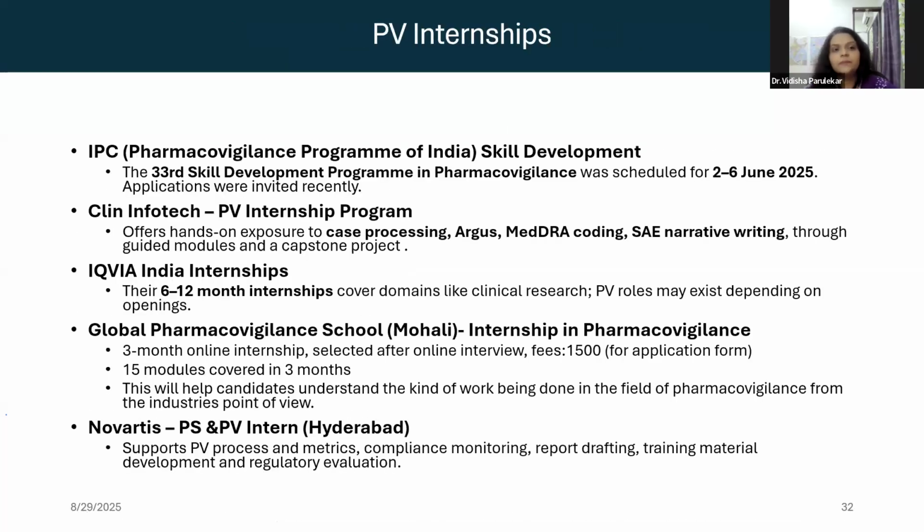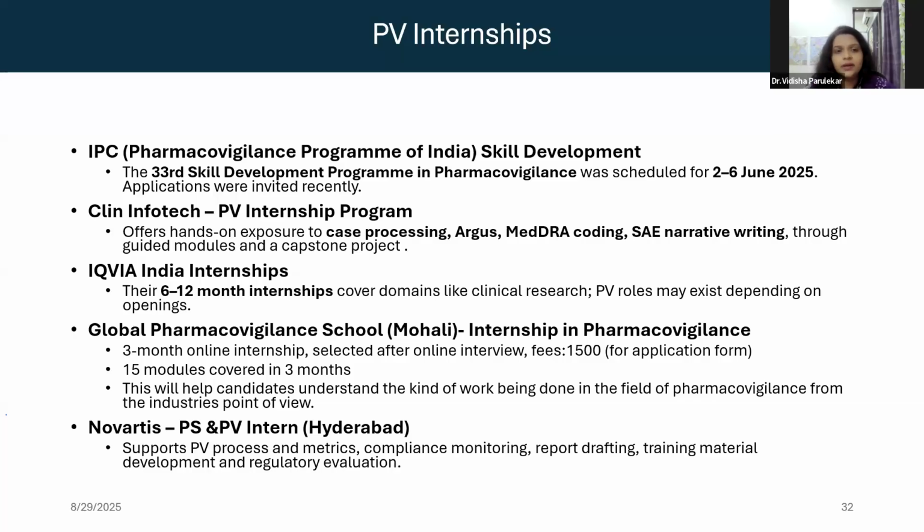Then PV internships. Now the IPC has come up with the 33rd Skill Development Program. I know the date is already gone, but just to update you, look for certain internships next year and upcoming years. If you are interested, these are good internships. Then there is the Clean Infotech PV internship. It offers good hands-on experience on case processing, Argus, MedDRA coding, narratives, etc.